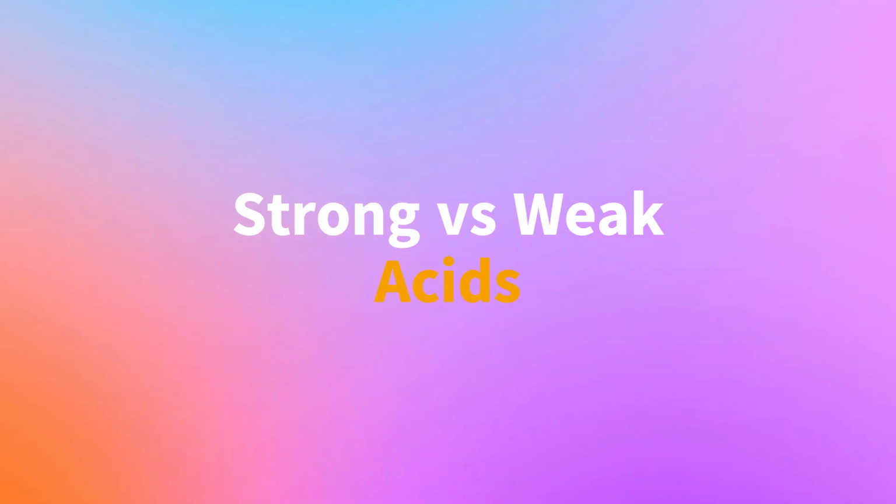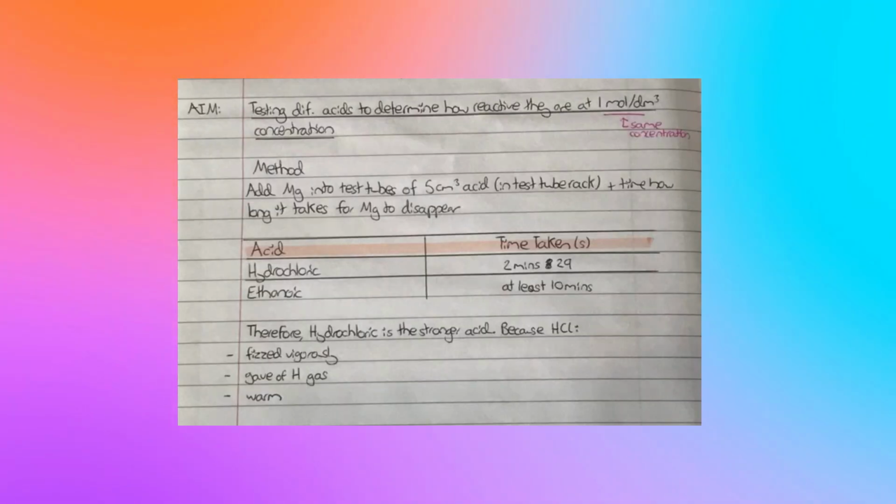And we can test different acids to determine how reactive they are at 1 mole per decimetre cube concentration, controlling the concentration of the acid. We add magnesium into test tubes of 5 centimetres cubed of hydrochloric acid and 5 centimetres cubed of ethanoic acid, and we time how long it takes for the magnesium to disappear.